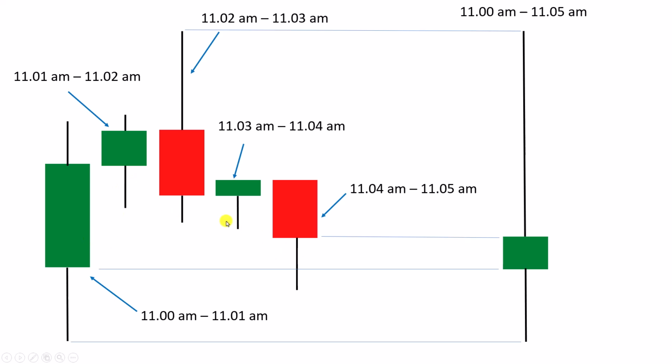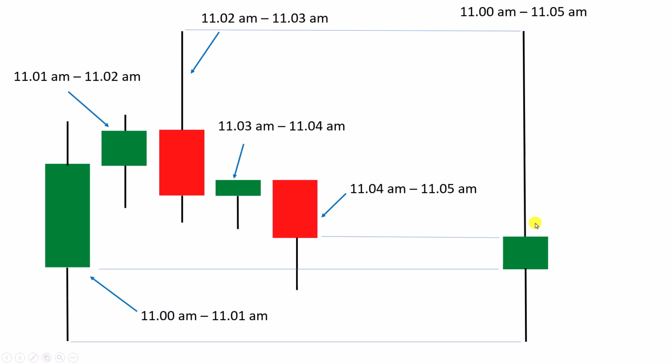The low will always be the lowest point reached by any of these candles. If you take this and this, the lowest reached was this. If you take this and this, the highest point reached was this. So this will be the highest point, and this will be the lowest point. And when you join the opening price and closing price, you get this candle. And since the opening price is below the closing price, we have a green candle. Okay, the high and low are represented using wicks as usual.